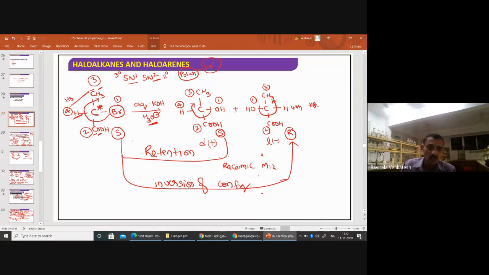In the examination, they don't ask RS configurations, because that is not in the syllabus. But in the syllabus you have retention and inversion of configuration. That is the reason we explain. In the NEET examination, they may ask this type of question.